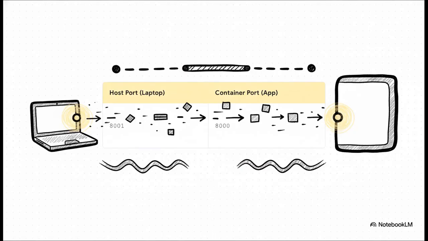And we create that connection super easily using the -p flag. So for example, saying -p 8001:8000 is just telling Docker, hey, any traffic that comes to table 8001 on my main computer, I want you to send it straight through to table 8000 inside the container. And just like that, you've built a bridge.